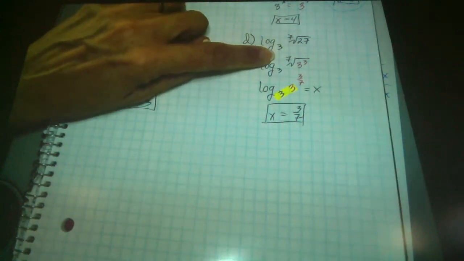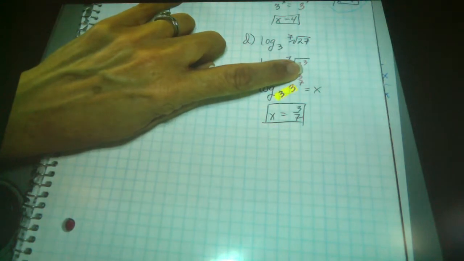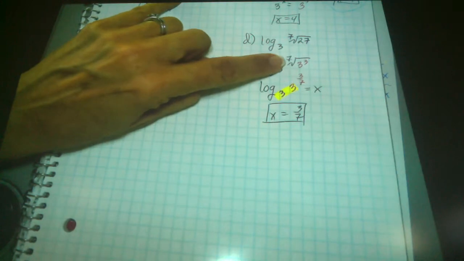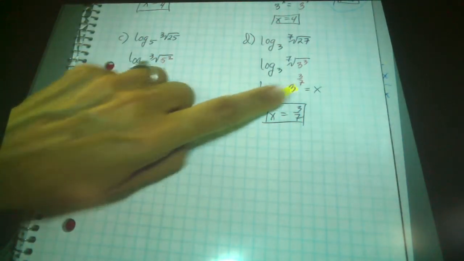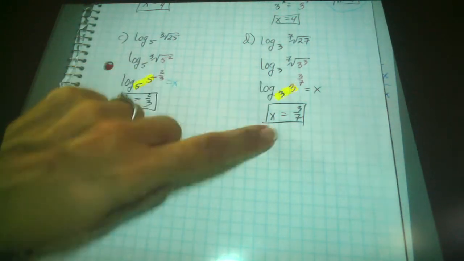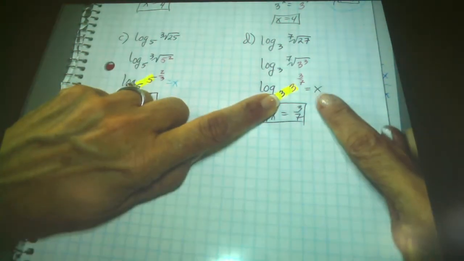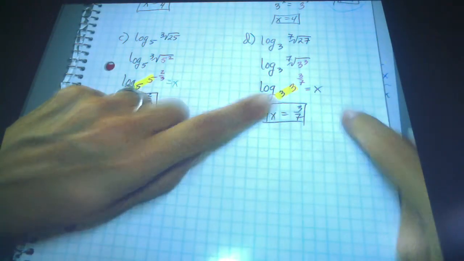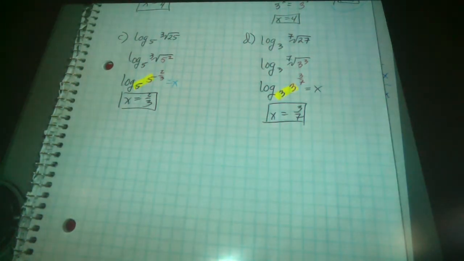27 can be converted into a base of 3, so that's 3 cubed, right? Then whatever that's raised to, in this case 3, goes in the numerator of the fractional exponent, and the root that we're taking goes in the denominator. And then because the base of the log and the base of that power are the same, the exponent is our answer. Now again, you could have done it in exponential form, taken the 3 here and raised it to the x, and put the 3 to the 3 sevenths over to the right, and then your exponents would have been set equal to each other. So we're good with that.